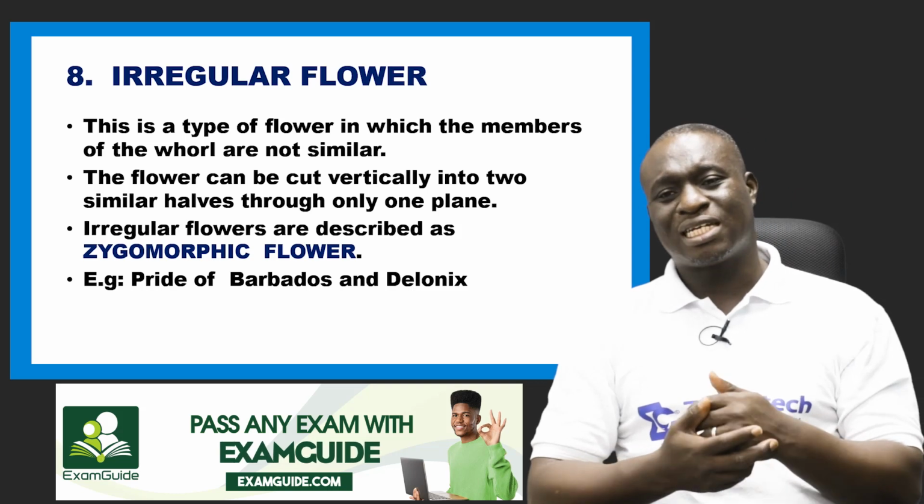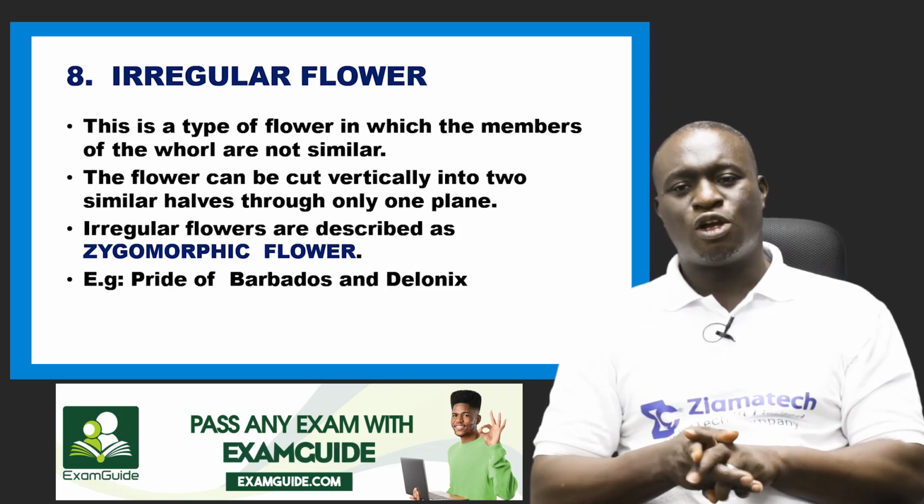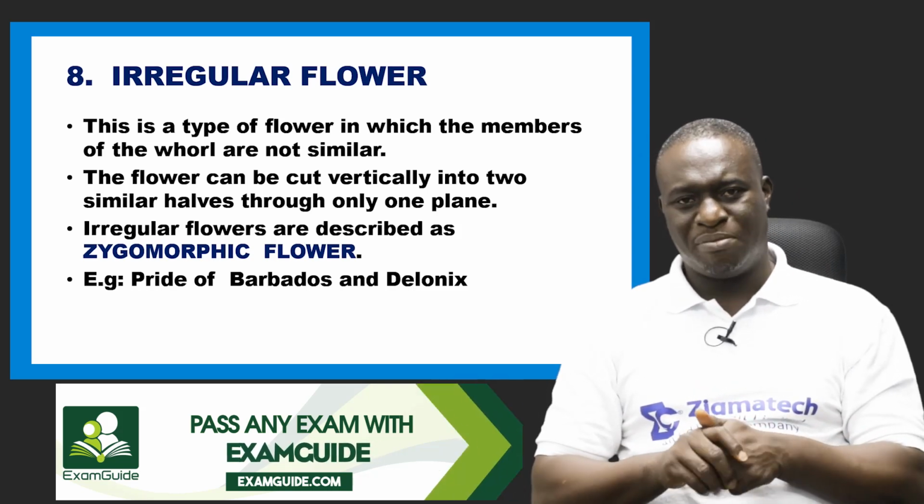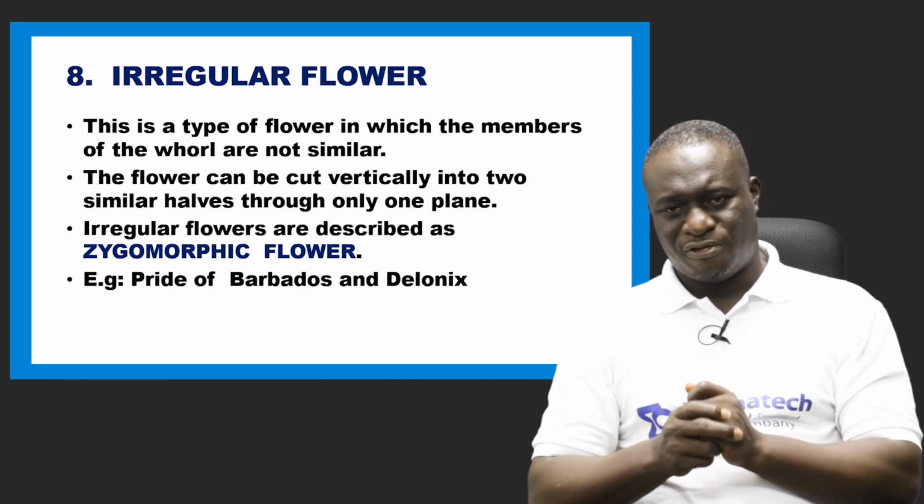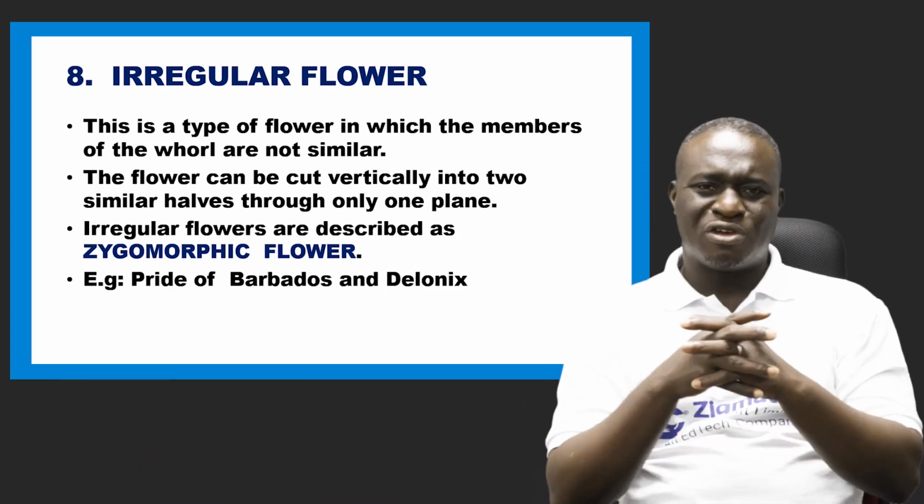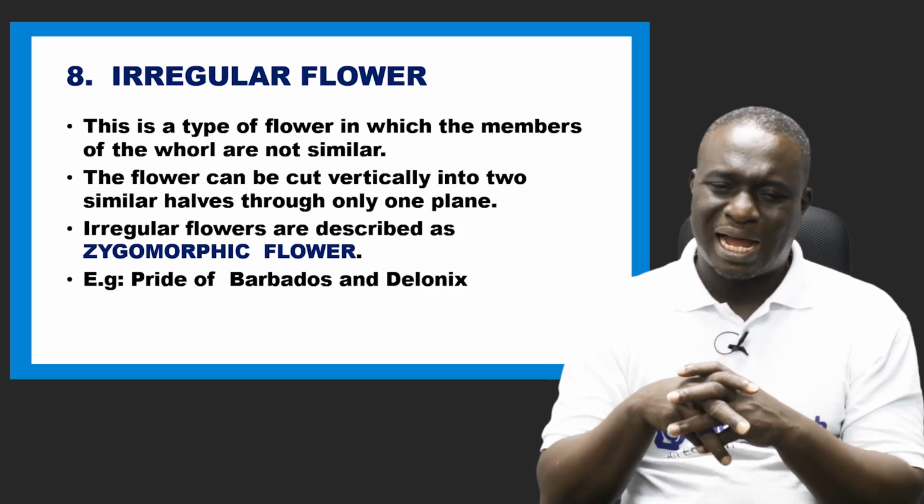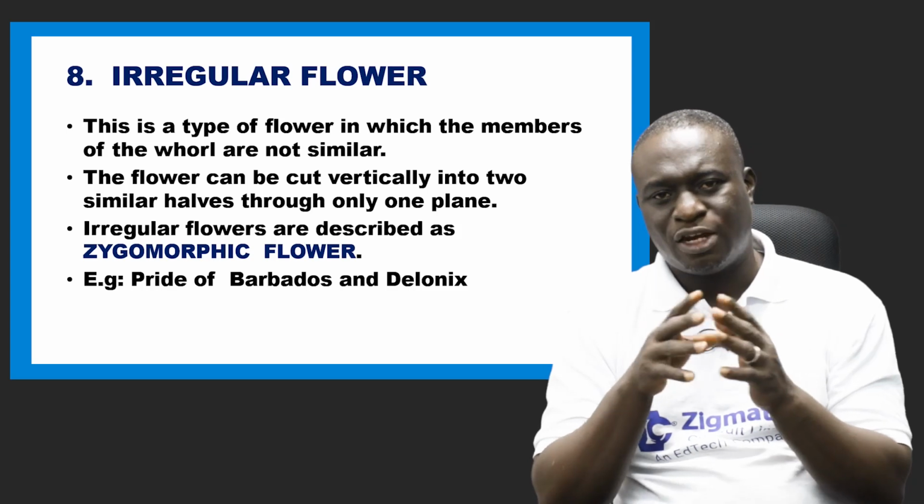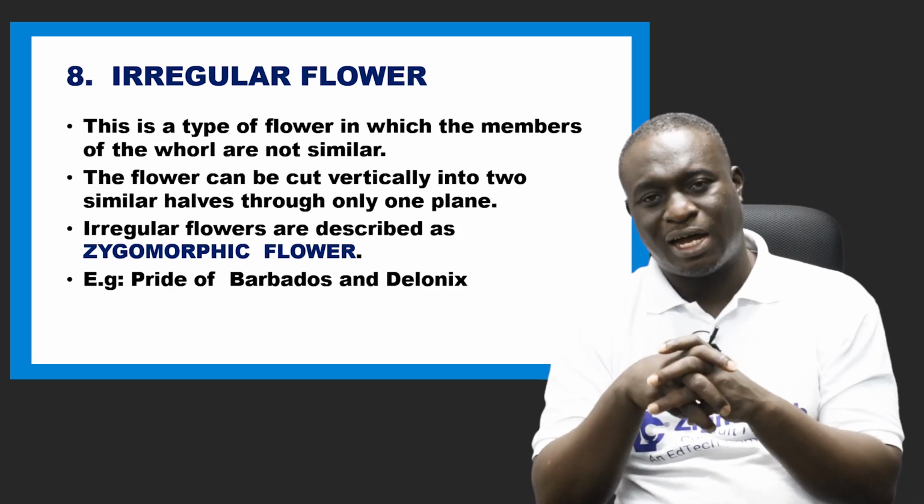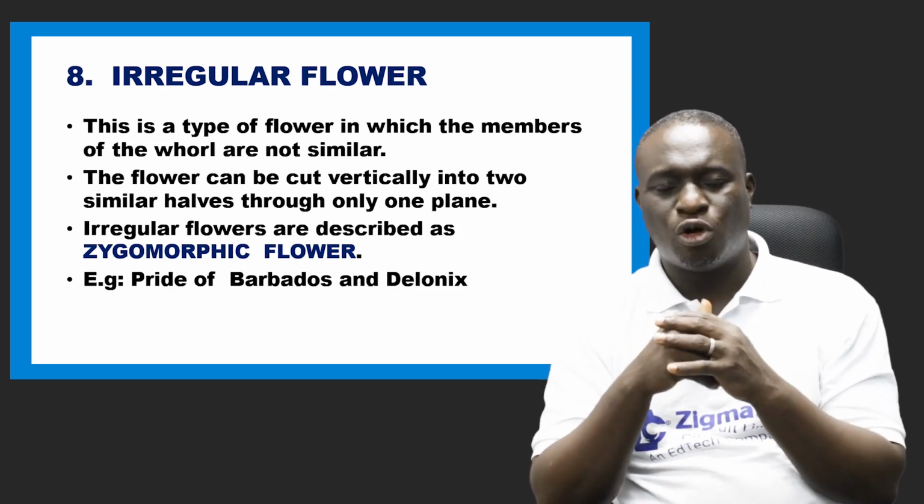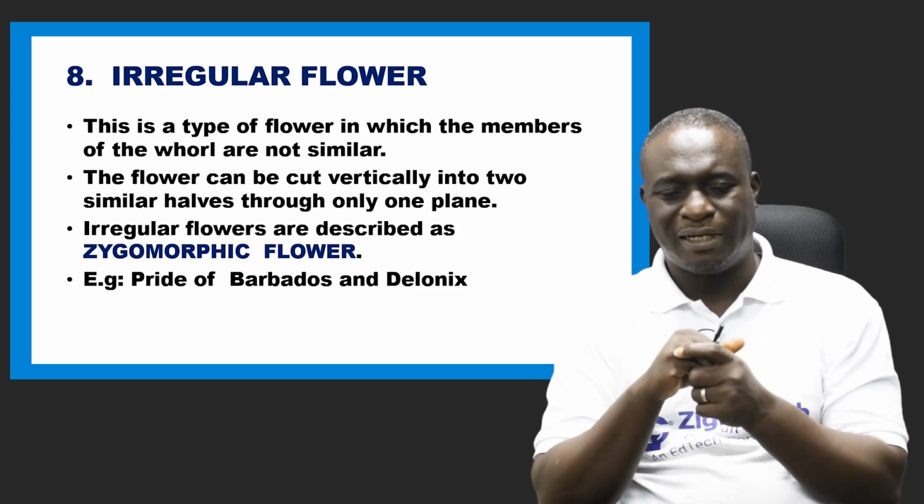Irregular flowers can also be called zygomorphic flowers. An example of a zygomorphic flower is Pride of Barbados, as well as the Delonyx. Delonyx flower is also an example of an irregular flower.